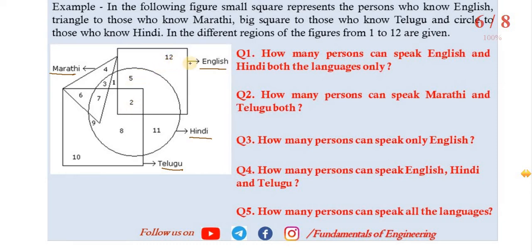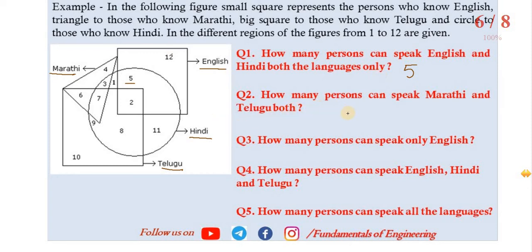Among those, the 12 are people who know English but they don't know Hindi, so this will be cancelled out. The 2 know English and Hindi but they also know Telugu. We require only English and Hindi. So there are only 5 people who can speak English and Hindi both. The answer is 5.